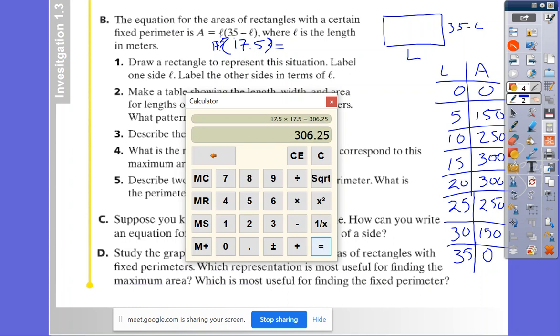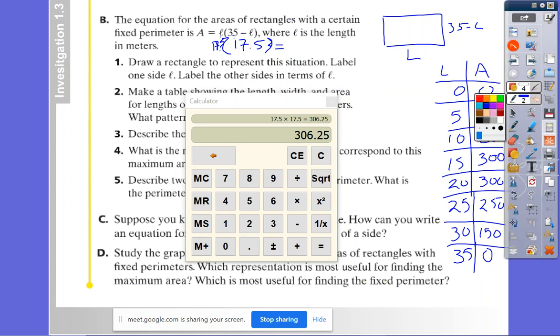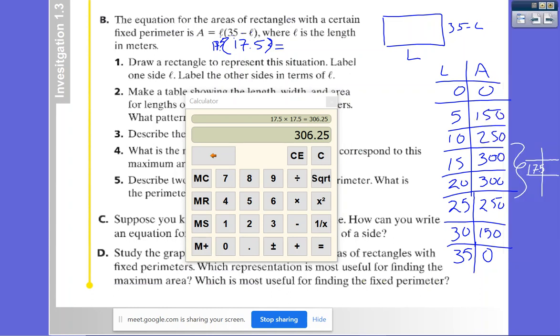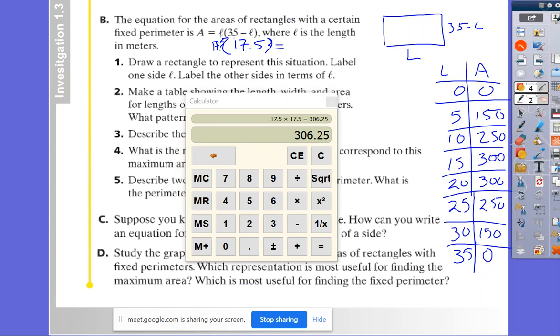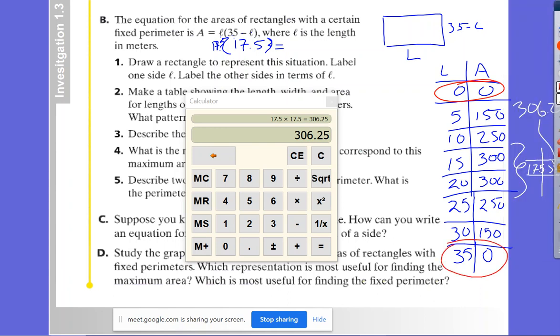And so the maximum is actually at 17.5, 306.25. Now the x-intercepts are pretty easy to see because all we have to do is look for when the area is zero. So here are our x-intercepts.